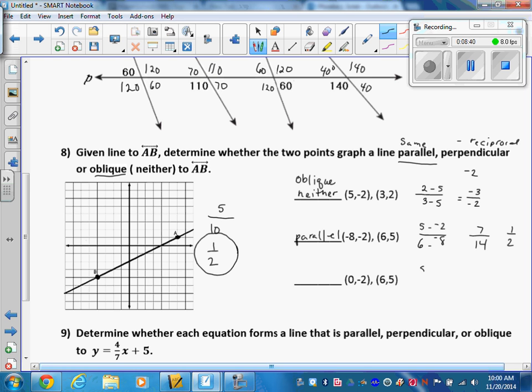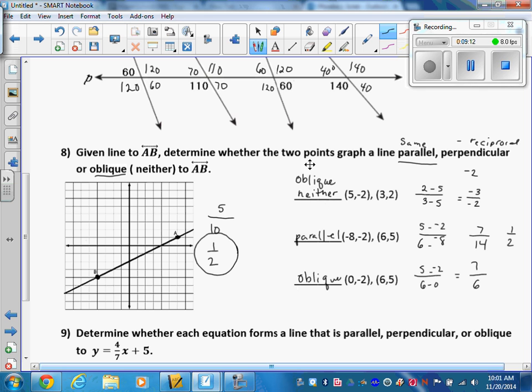And 5 minus -2 over 6 minus 0. So 5 plus 2 is 7, and 6 minus 0 is 6. Did we do this one right? Okay, but not the first one. So this one was oblique.